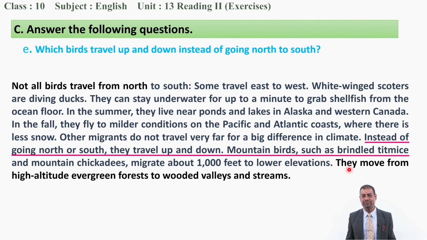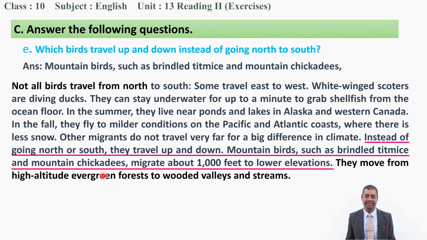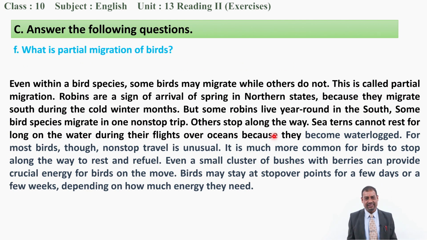Mountain birds such as brindle, titmice, and mountain chickadees. These are the birds, okay? They move from high altitude evergreen forest. Now, these are also hints for us. So, mountain birds such as brindle, titmice, and mountain chickadees are the birds that travel up and down, not from one direction to another direction. So, interesting. So, is this right? Yes.